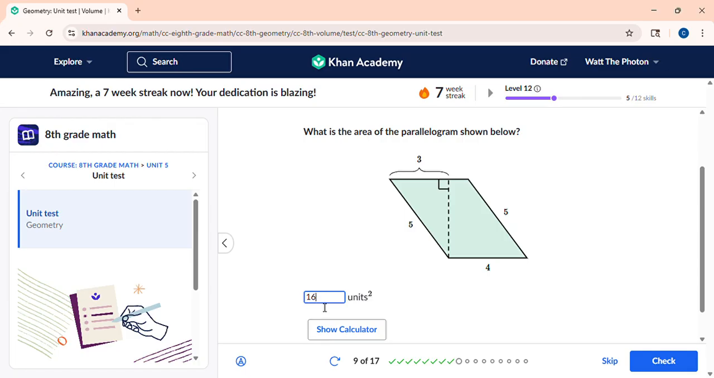4, that seems right. 3 times 4 divided by 2, multiply times 2 again because there's 2 of them. And we're going to add 4, 16.